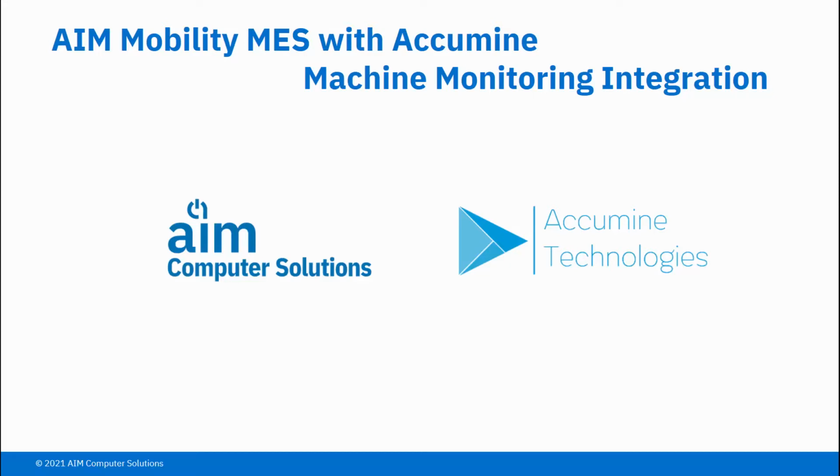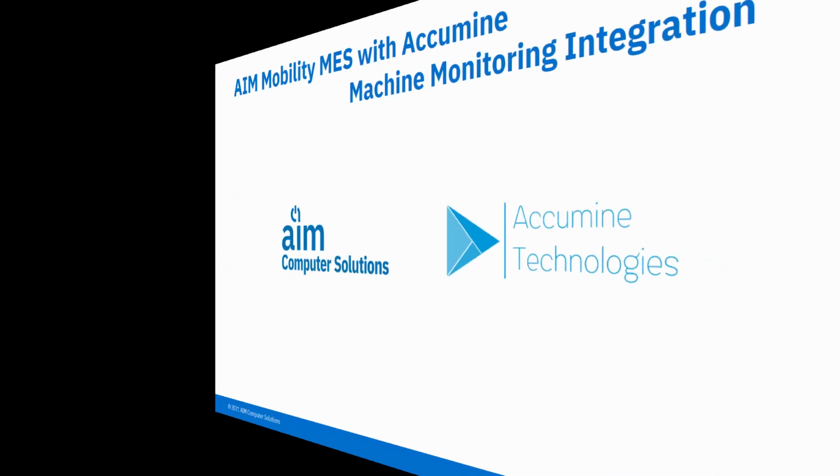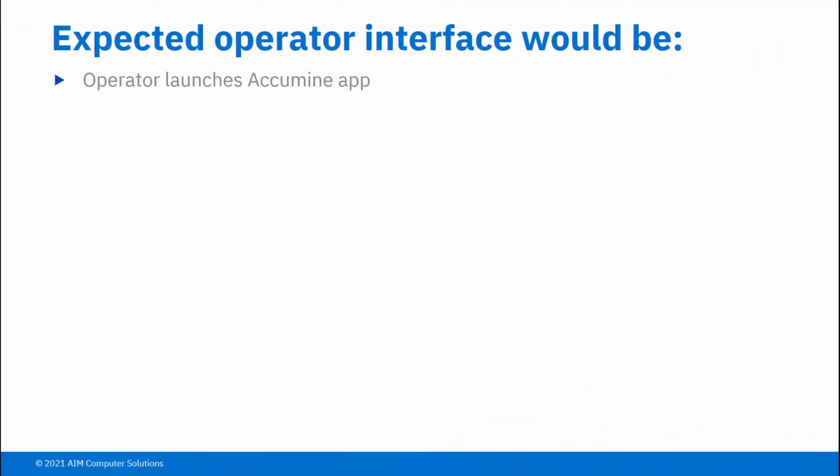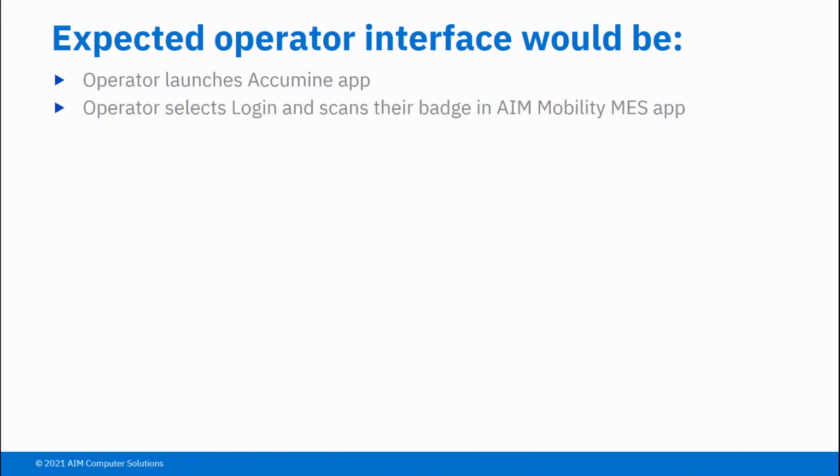This video shows the expected user interface for AIM Mobility MES with Accumine integration. The operator walks up to the work center and launches the Accumine app on the tablet. The operator pushes the blue header bar in Accumine to go to the AIM Mobility MES app and select the login and scans their badge. The operator reads and accepts the notes for the current tool and job, which has already been loaded by the supervisor.